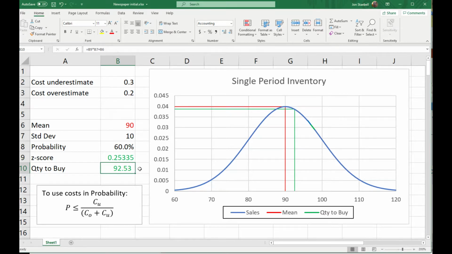So take a look at this video and let me know if you have any questions, but this is how we're going to calculate inventory for a single period.